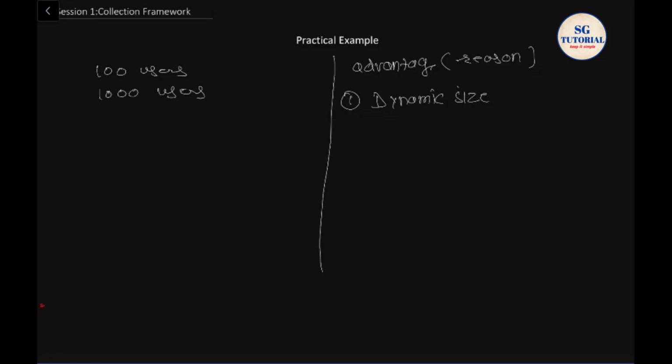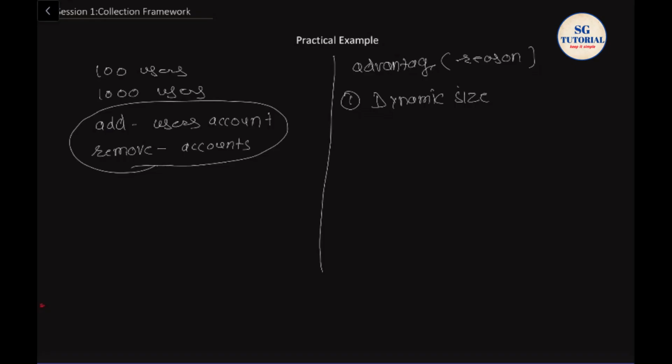Suppose you are developing a social media app and every day new users sign up. So, you need to add new user accounts, right? And at the same time, some users delete their accounts. So, you need to remove those accounts as well, right? And these kinds of changes happen all the time in real world applications. So, handling these changes becomes much easier with collections. Basically, you can easily add new elements and remove existing ones using built-in methods as compared to arrays.